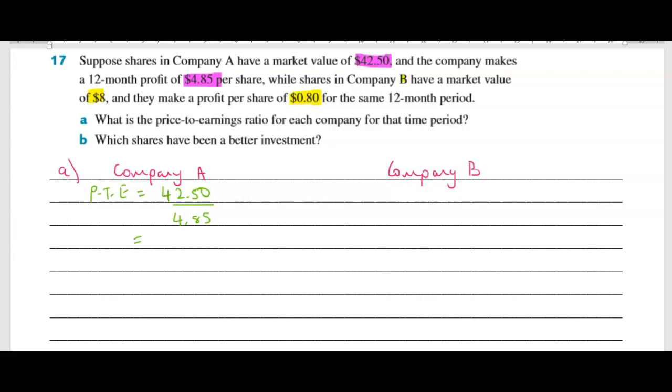So if we're just rounding it to 2 decimal places, we get 8.76. And then for company B, the price to earnings ratio is $8 over 80 cents, which is 10. All right, which company is the better investment? Company A, because it has the lower price to earnings ratio. All right.